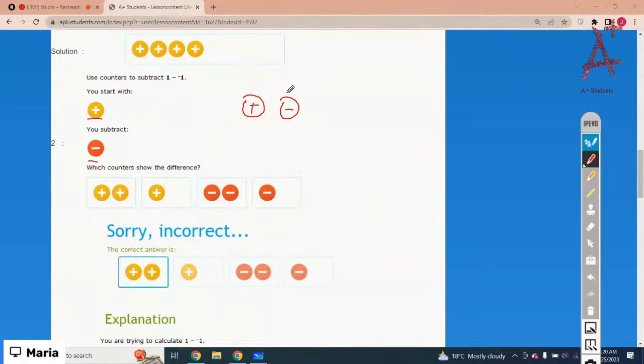But when you added a negative counter, you have to make a balance. You have to add a positive counter as well. These two counters, you added them by yourself. So this negative and this negative cancel out each other because you're subtracting. So the same counters cancel out each other. So you're left with two positive counters. So that means 1 minus minus 1 equals positive 2. Got it?